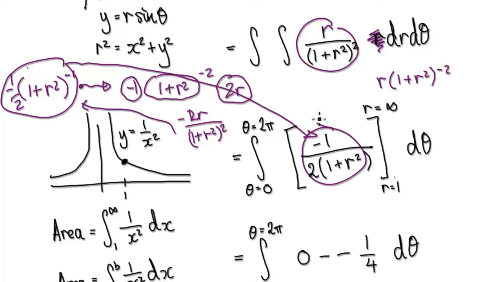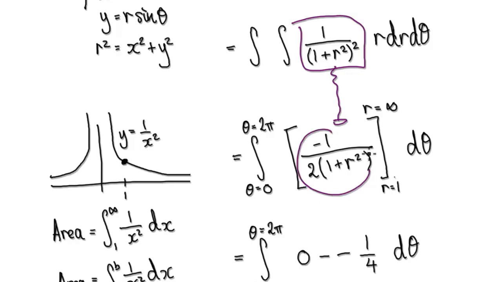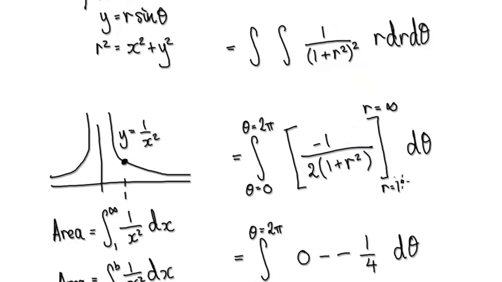Okay, do whichever way you want. You could use substitution if you want to, but when you integrate this, it will then give you this, and we're integrating from r equals 1 all the way to infinity. So now we've got to evaluate this thing here.